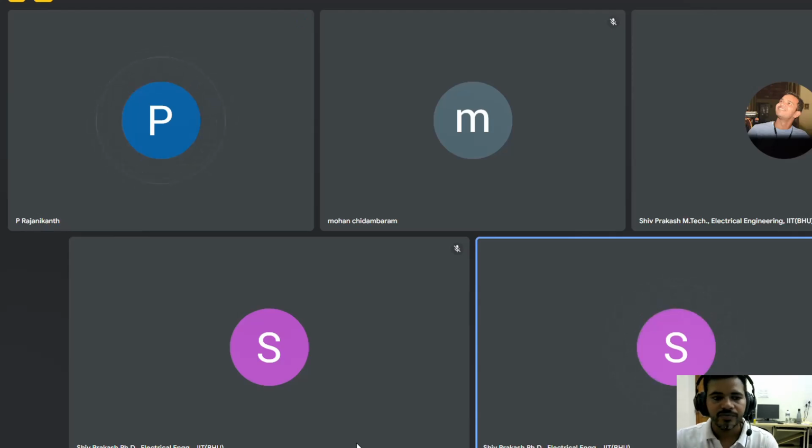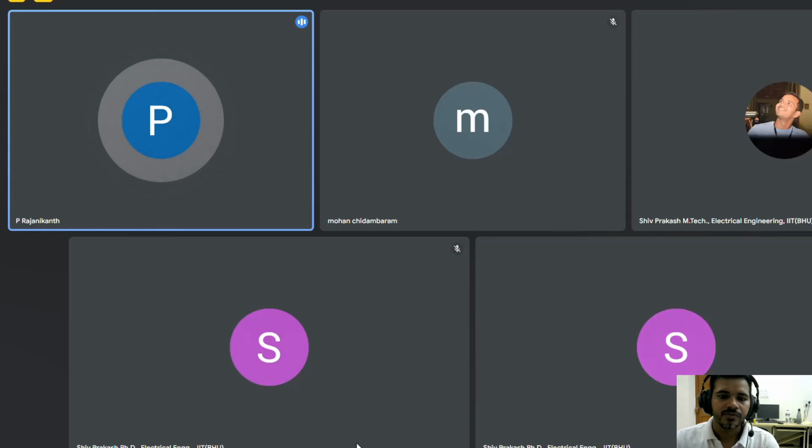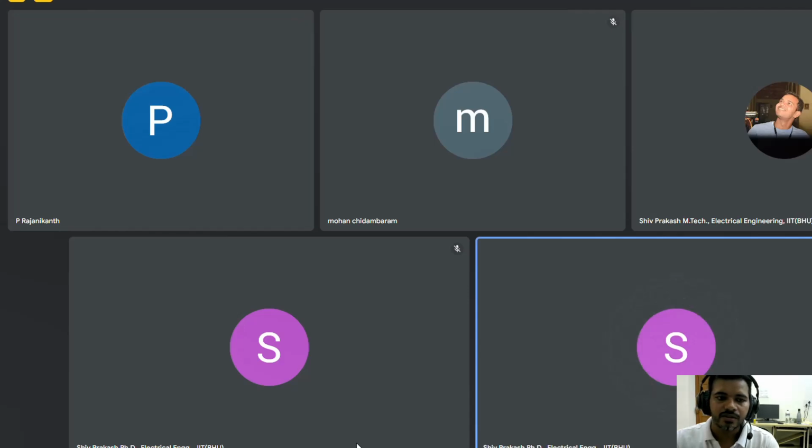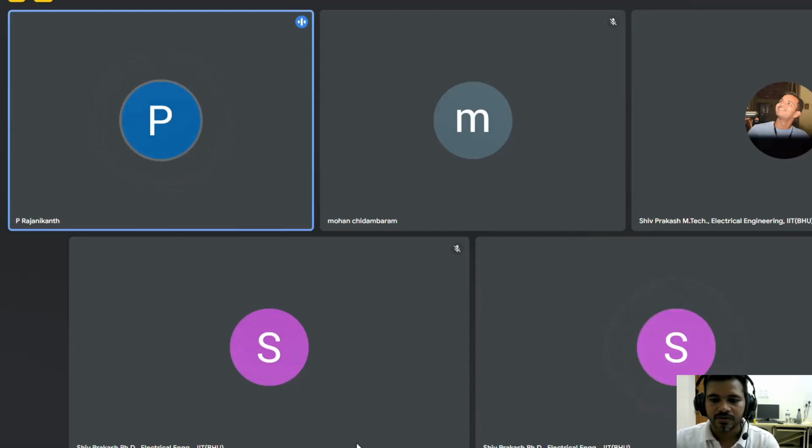Right, sir. What about in EV applications? What kind of converters do they use? They also use the same, buck and boost only. For EV application, yeah, a simple buck converter. Simple buck converter they use there. Right. Okay, thank you, sir.